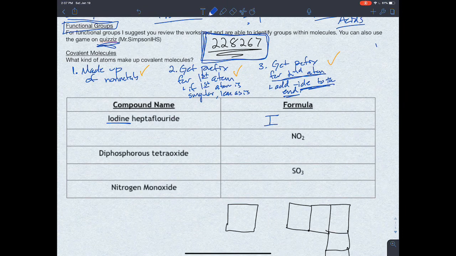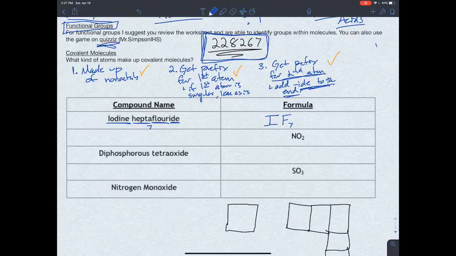Next, we look at this. We see the fluor here, so we know we're working with fluorine, okay? We have the ide at the end, and then we have the prefix hepta. So we have to figure out what hepta, which number that tells us. That is something you'll have to know. Hepta is 7. So we have iodine, then we have fluoride, and we have 7 fluorides.